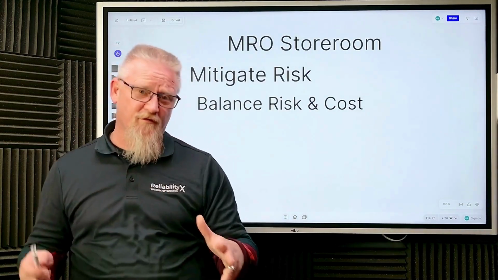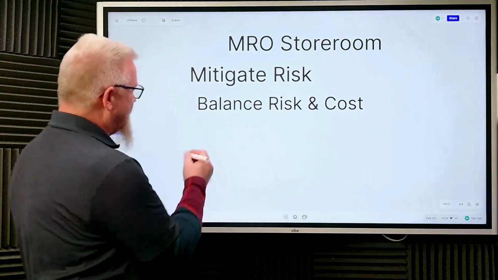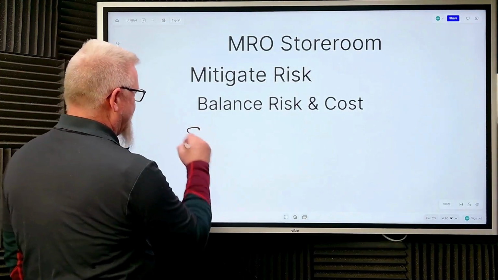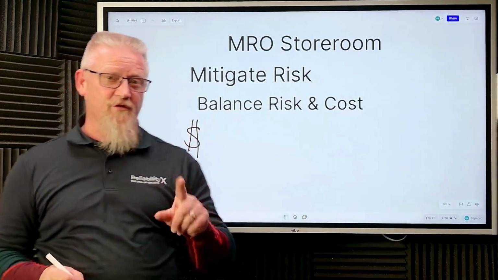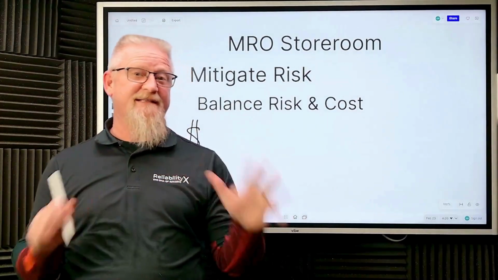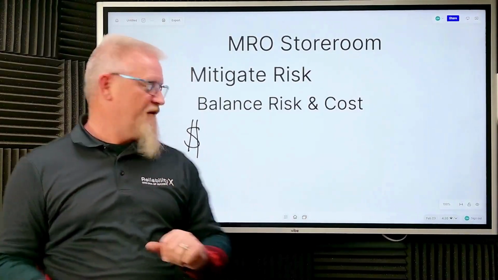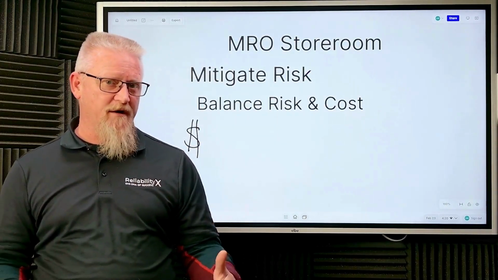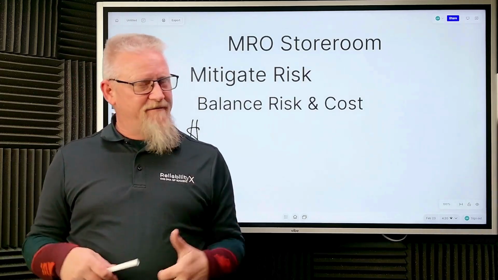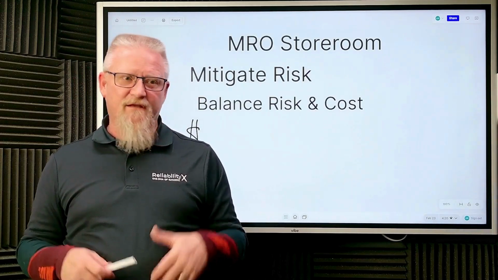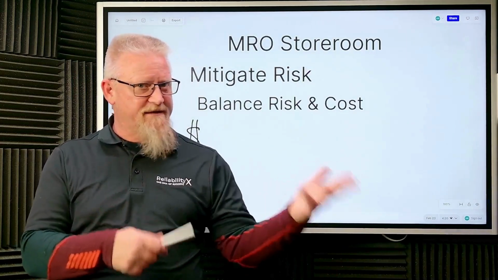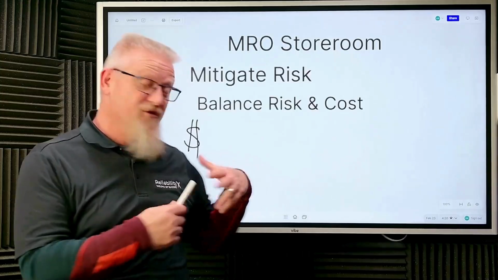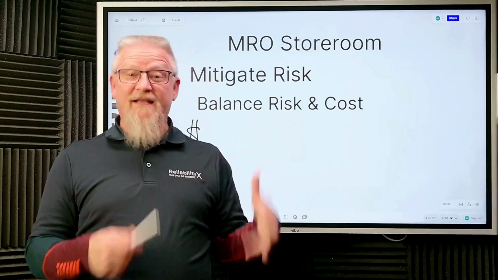What sits in the storeroom has a cost. For every dollar that sits inside the storeroom, your company could have invested it in something else. So they're losing money on that dollar. Instead, they decided to buy a part. That means it needs to mitigate some kind of risk. Now there's a cost to that part sitting on the shelf. Again, that dollar could have made money in doing something else.